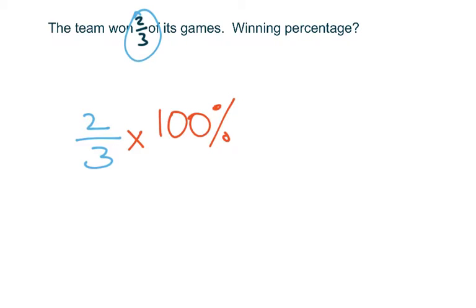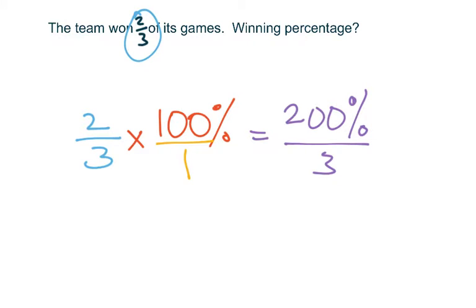Now, it might help you to remember that 100% sits above 1, and I should look for cross-canceling, but there is none. So I'll multiply straight across, and that 2 times 100% is clearly 200%, and that 3 times 1 is 3. Now remember, every fraction is a division problem, so I could set up what is 200 divided by 3.